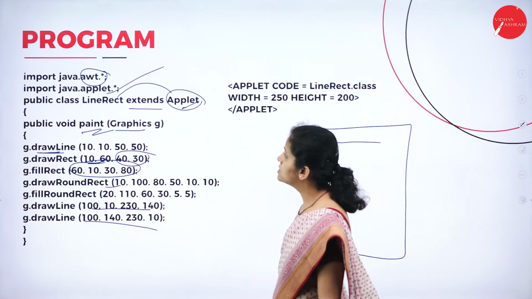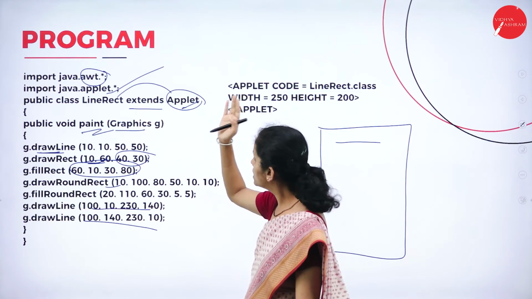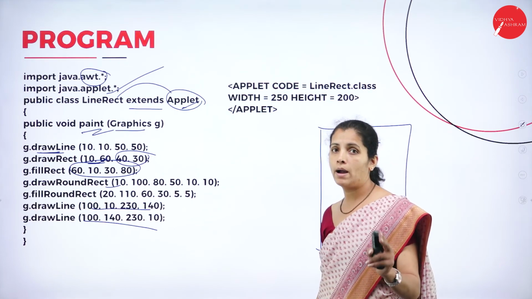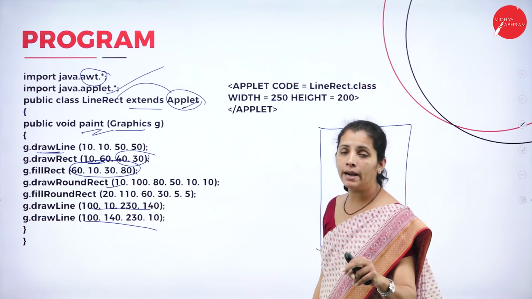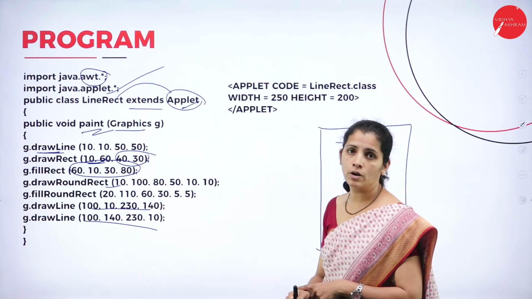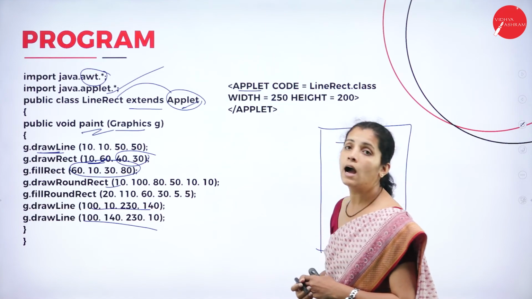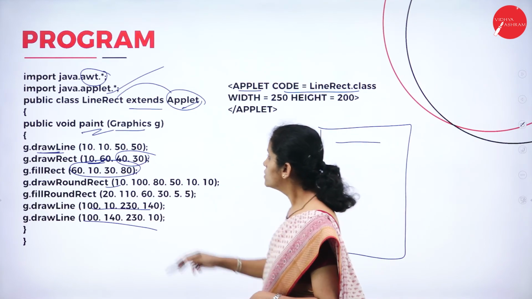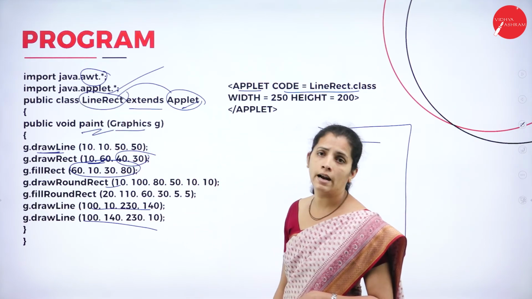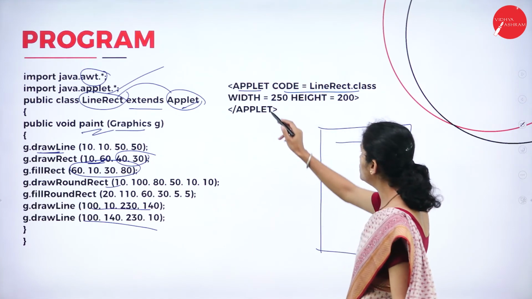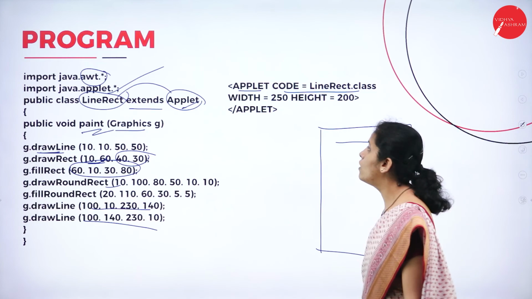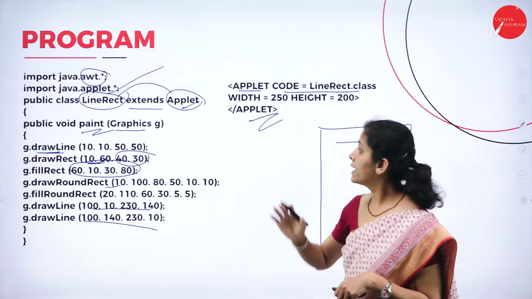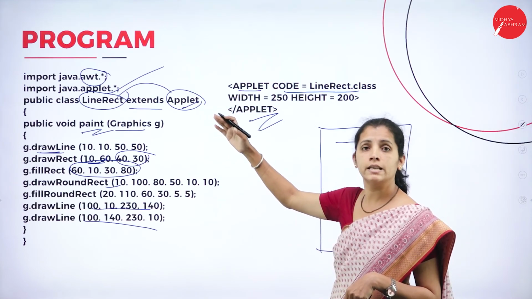Now, this is my applet program. And to run this applet program, I want to embed this applet program in my web page. So, where am I going to embed it? In my HTML. So, here I'm going to write the applet tag, and I'm going to specify the class name. So, what is my class name? LineRect.class, and I'm going to specify the width and height of the applet, and I'm going to close the applet tag. So, this is the way I can use applets in Java.